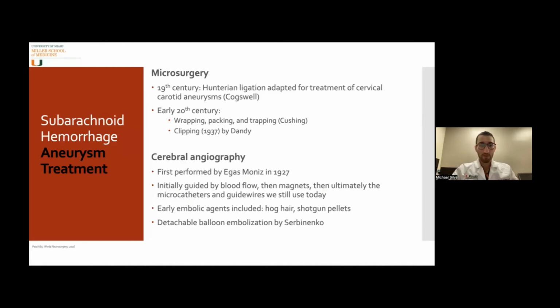Cerebral angiography has been the new frontier of aneurysm treatment since it was first done in the 1920s and has gone through many iterations of guiding these catheters up to the cerebral circulation, initially by blood flow, magnets, and ultimately the microcatheters and guide wires that we use today were developed. Early embolic agents were very creative. They used things like hog hair and shotgun pellets, and as we know, that's evolved significantly since then. And detachable balloon embolization was also a big breakthrough in the 20th century.